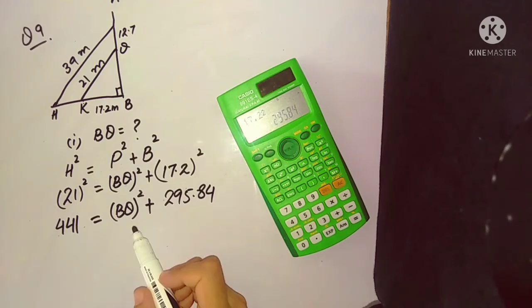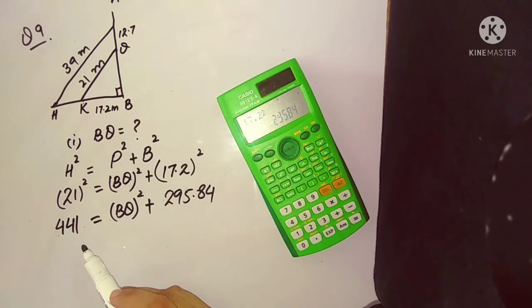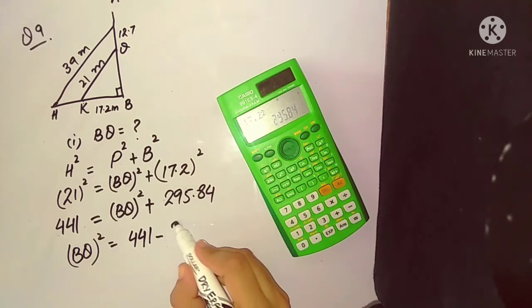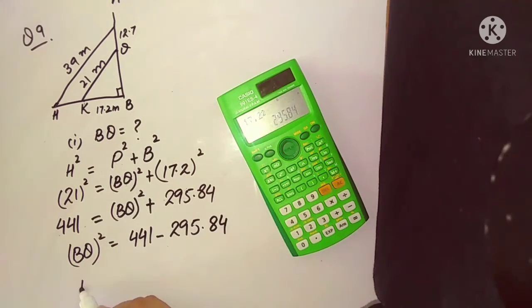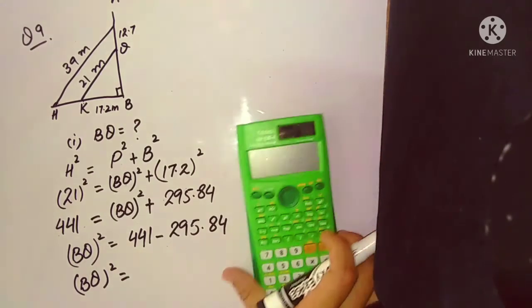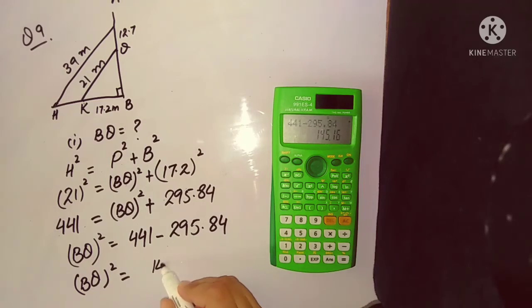Alright students, as we have to find the value of BQ, you move this value to the left hand side. It will go to that side, so it will be subtracted from 441. So BQ square is equal to 441 minus 295.84. When you subtract, 441 minus 295.84 will be equal to 145.16.